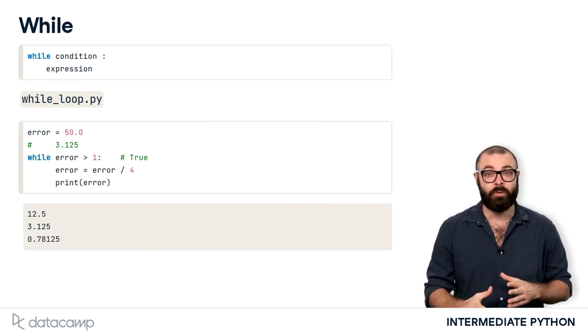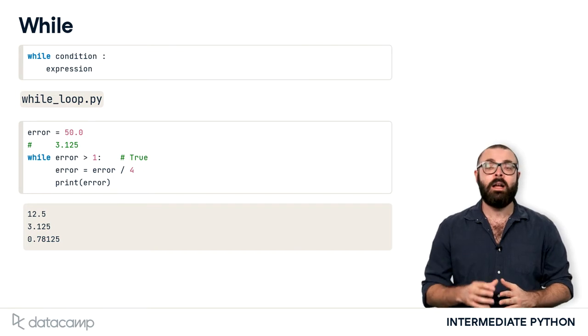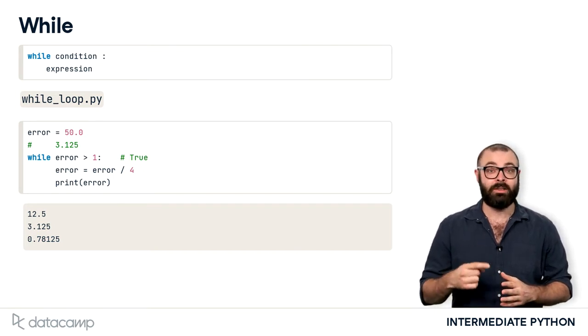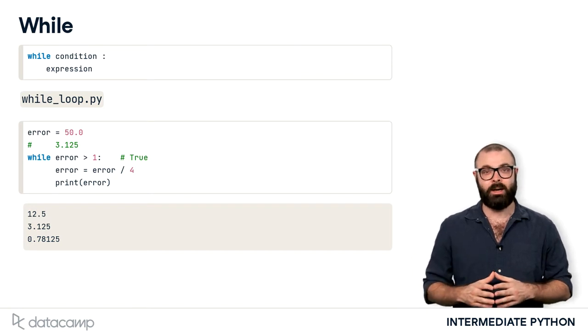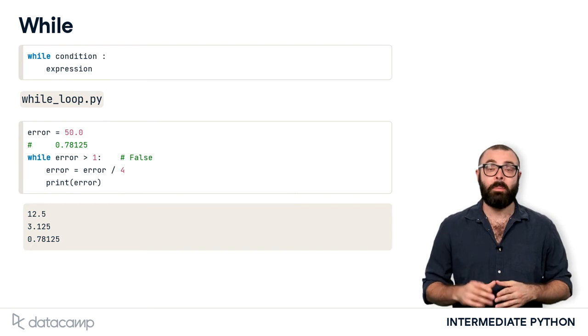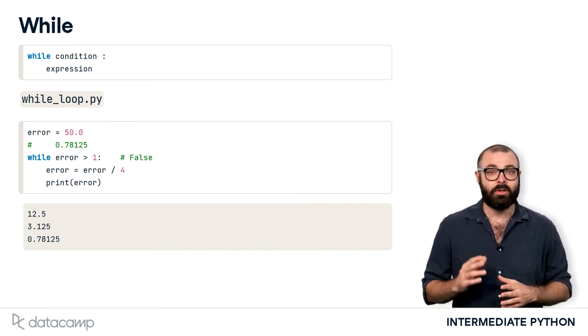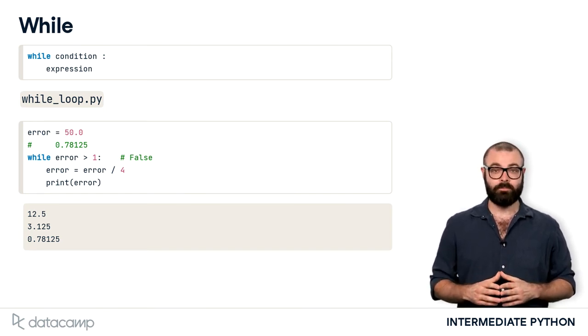3.125 is still greater than 1, so the corresponding code is executed again. Now the error is only 0.78 and so on, as you can see from the printout. Once more, Python heads over to the while condition, but this time the condition is false. The code in the while loop is not executed anymore, and Python moves on.